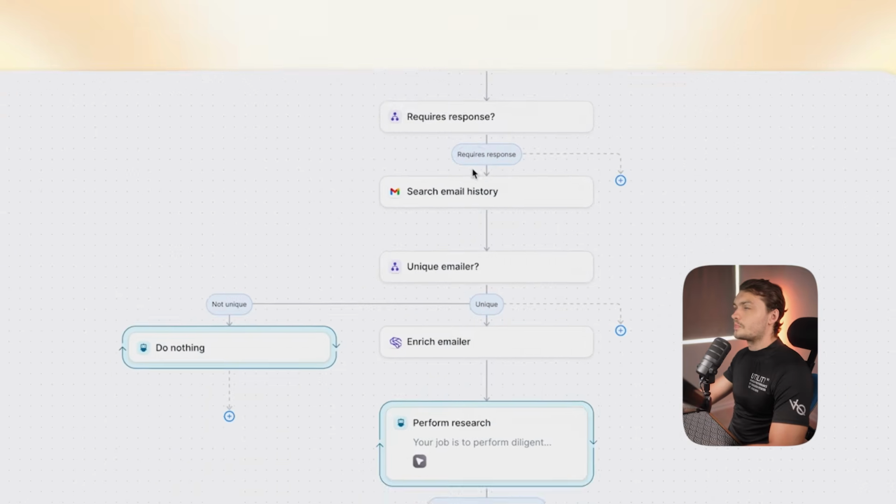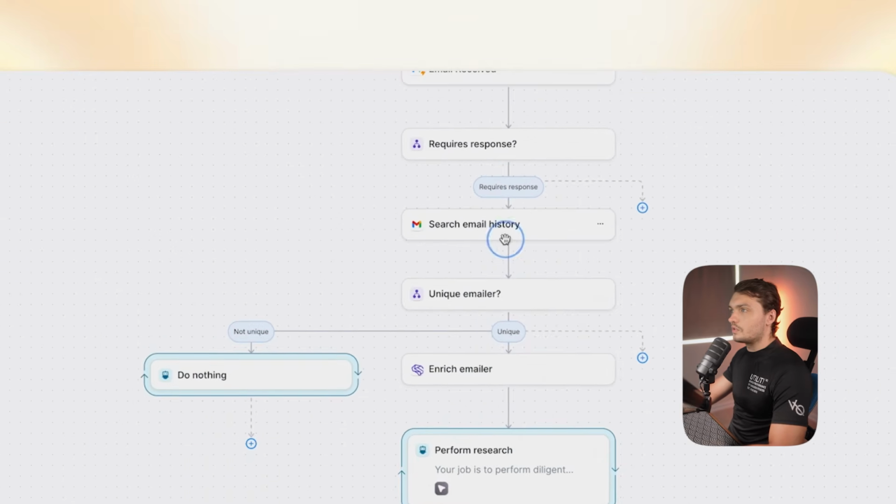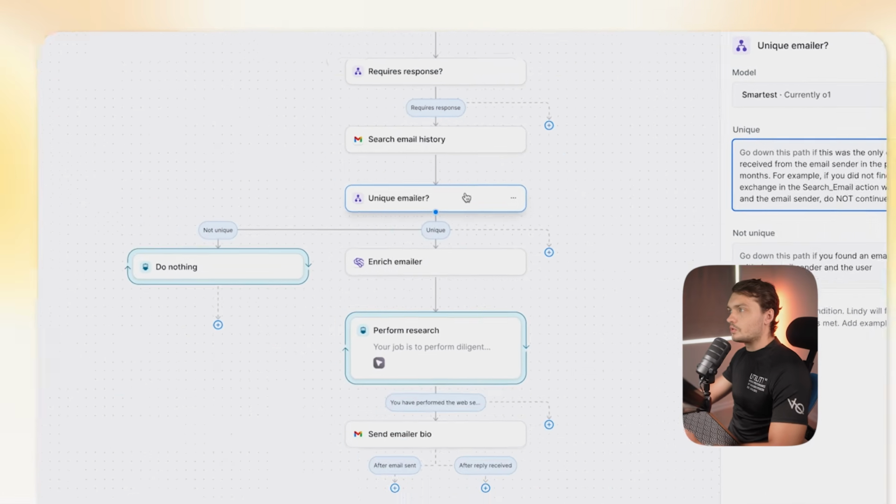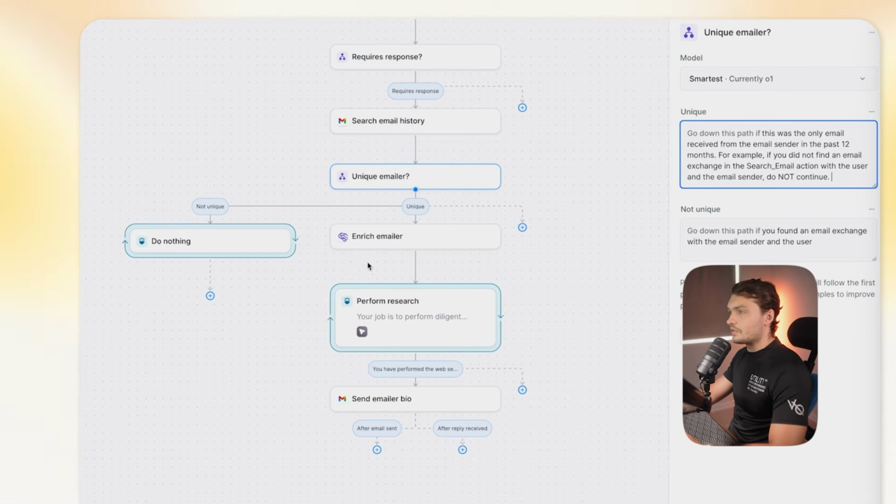If it does require a response, then you can add an email action, which will then search through your email history with that person. Then add another condition module to see whether or not that email is unique. So creating a condition where if you have not received an email from this person before in the past 12 months, then do not proceed further.